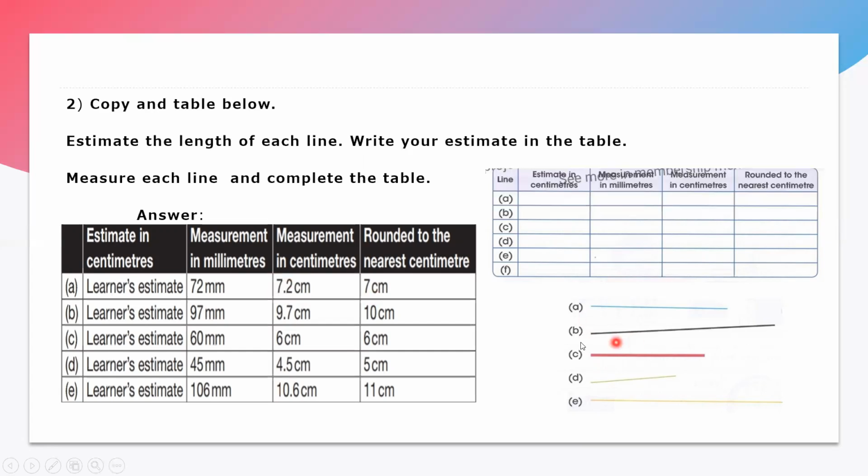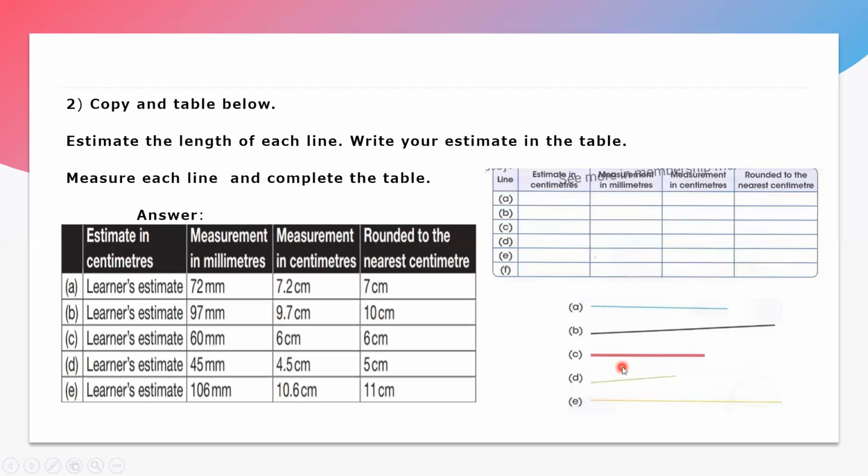Now when you use a ruler, this seems to be 9.7 centimeter. So in centimeter, I have written 9.7 centimeter. When I'm converting this to millimeter, it becomes 97 millimeter. And this 9.7, how will you round to the nearest centimeter? 0.7, so it is greater than 5. So you are rounding to the next number as 10.